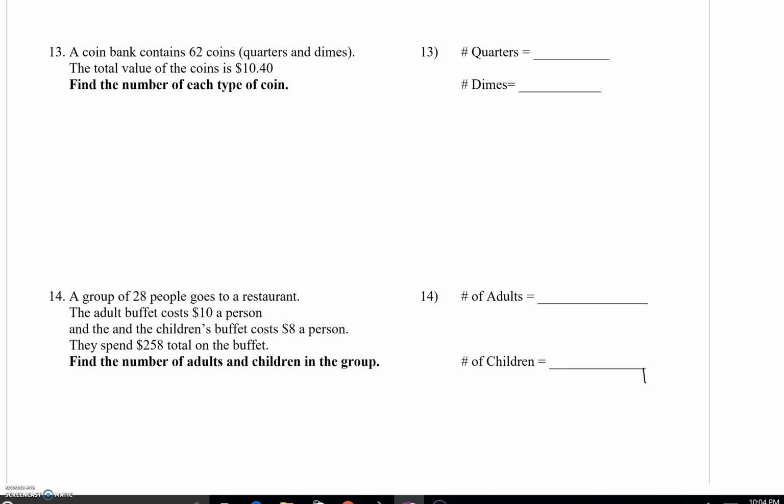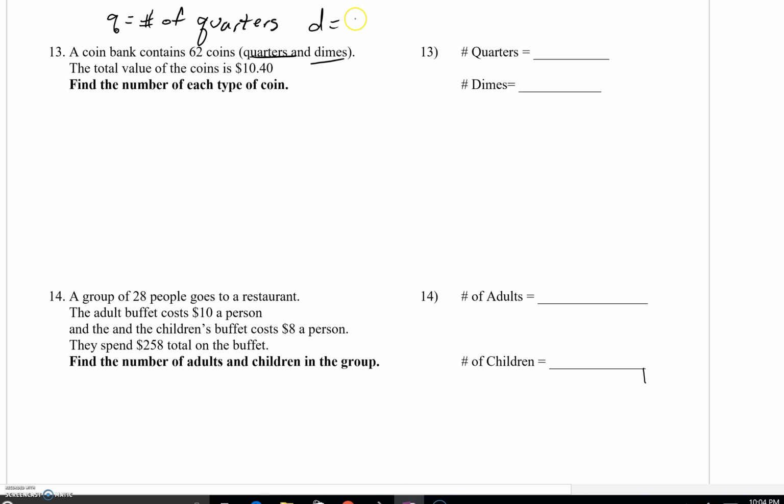For our fourth page on the Chapter 3 practice test, we're dealing with word problems. To get you started here for number 13, we're talking about quarters and dimes. We could let Q be the number of quarters. We could let D be the number of dimes.